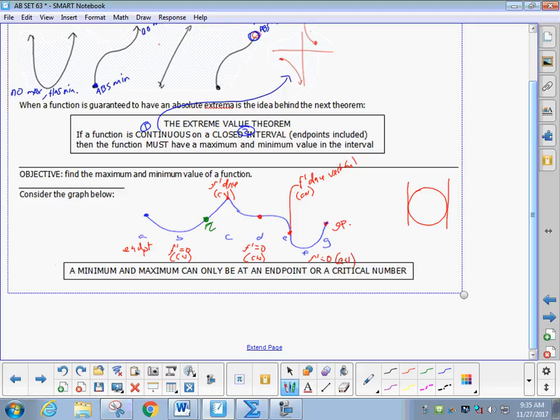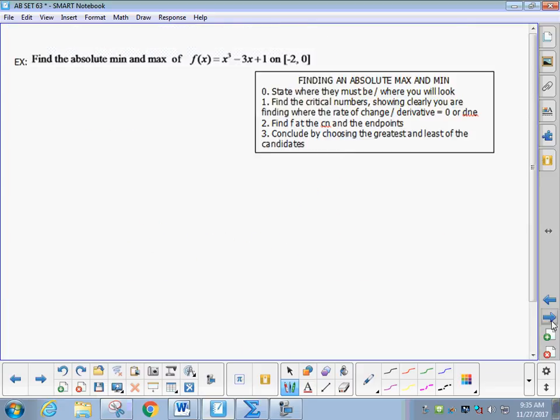In fact, what's called Fermat's theorem says a minimum and maximum can only be at an endpoint or a critical number. When you go to find an absolute extrema, you really only have to look in one of two places where there's something special going on. That then is what the problems look like. So turn to the back, that's where you're going to see the problems. First, the book kind of problem, and then a couple AP problems, and we'll see how this goes.